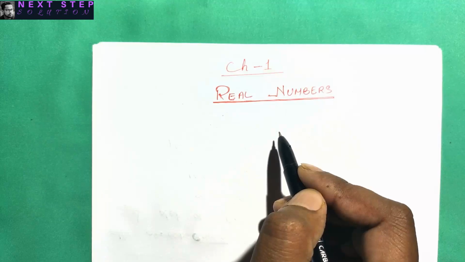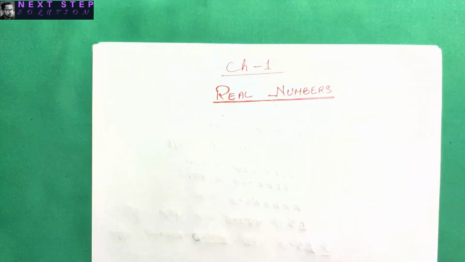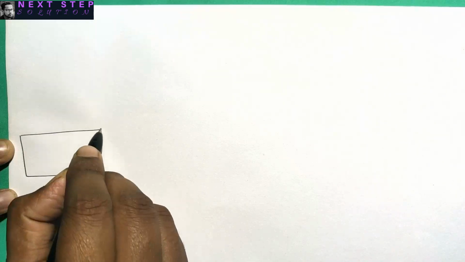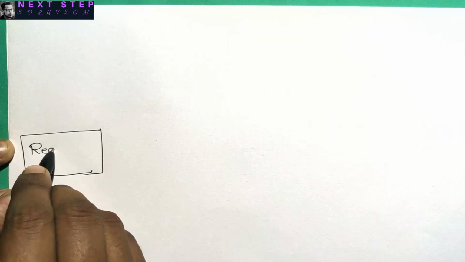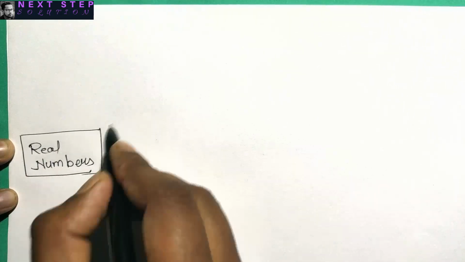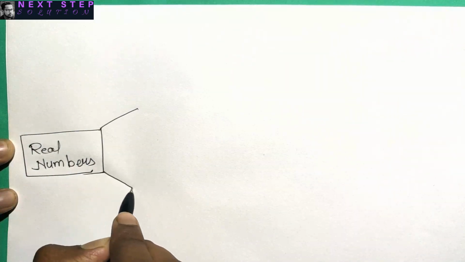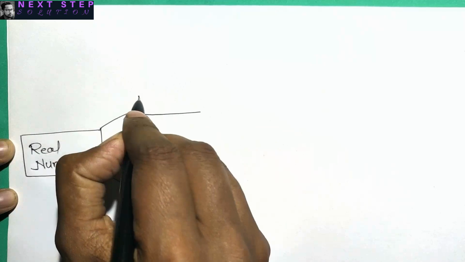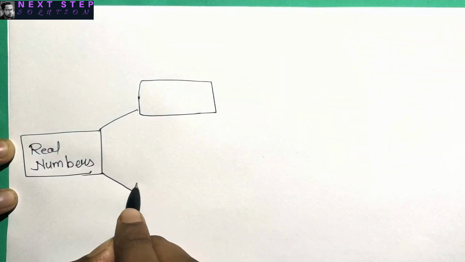Few things are new here which I shall explain with the help of a diagram so that it becomes easy for you to understand and also to remember. Here the first thing you have is real number. Real numbers can be divided into two parts, irrational number and rational number.